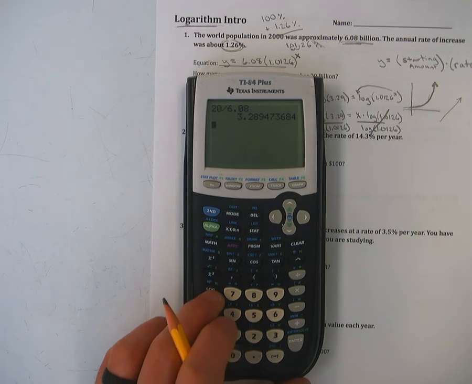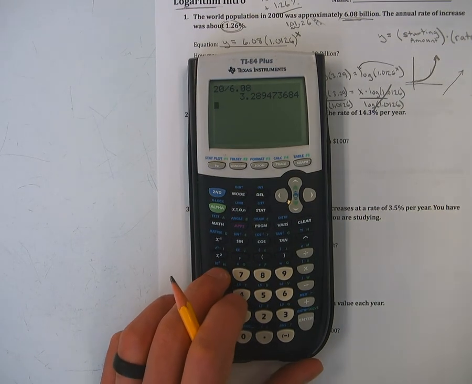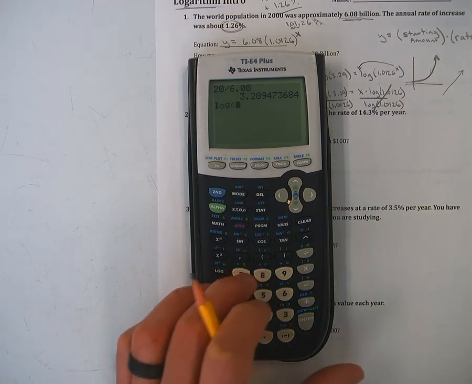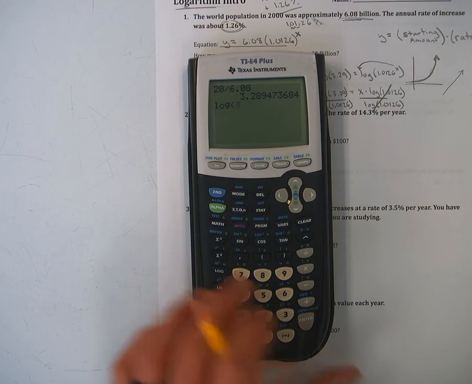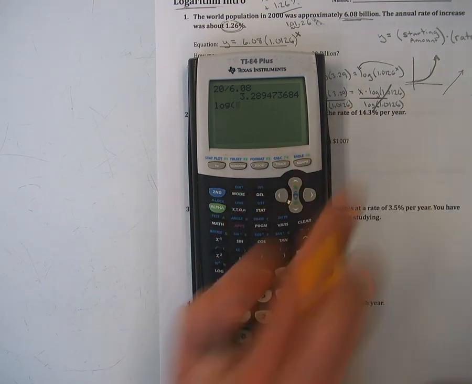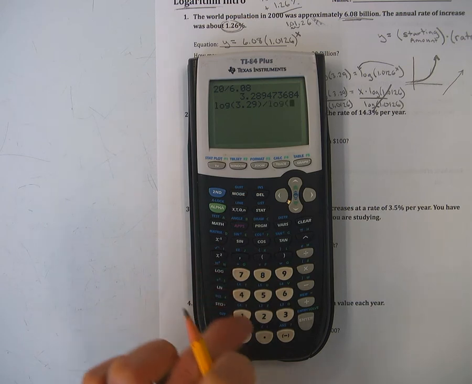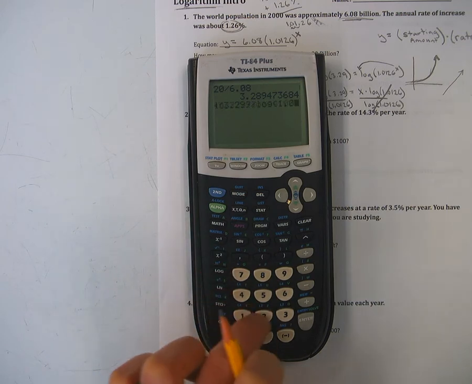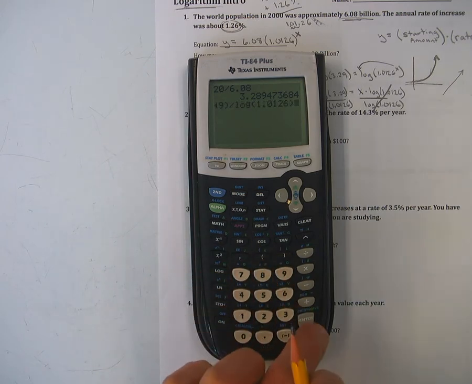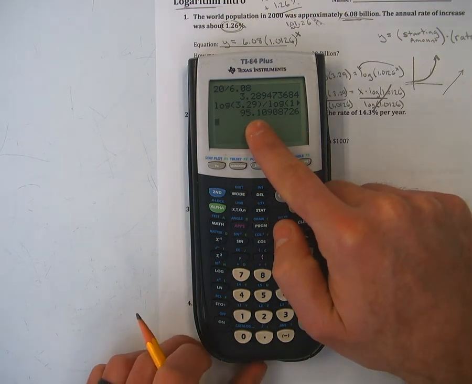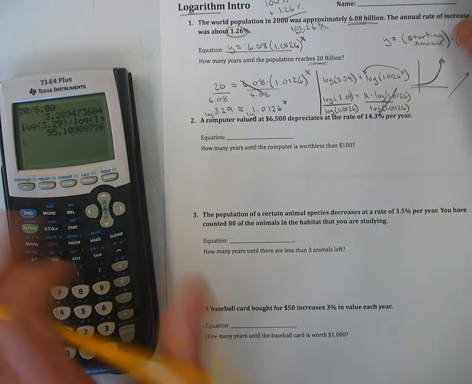So if you have a graphing calculator, or actually your iPhone has the function as well if you turn it sideways, the iPhone's kind of tricky though, I wouldn't recommend it. Log 3.29, close parenthesis, divided by log 1.0126, close parenthesis, enter. Woo! Just over 95 years, 95.1 years.